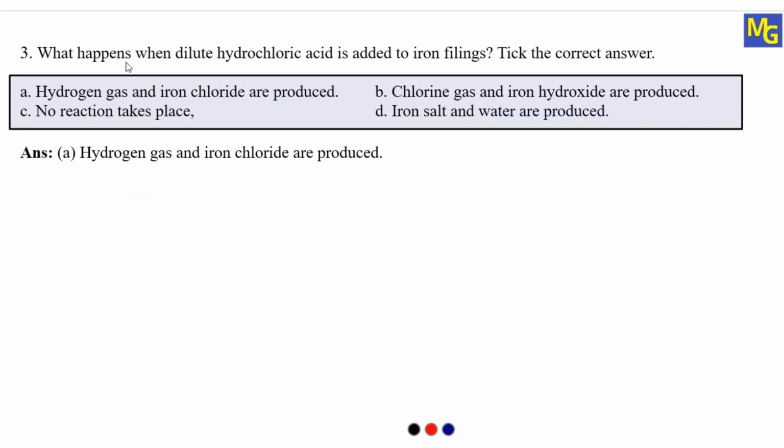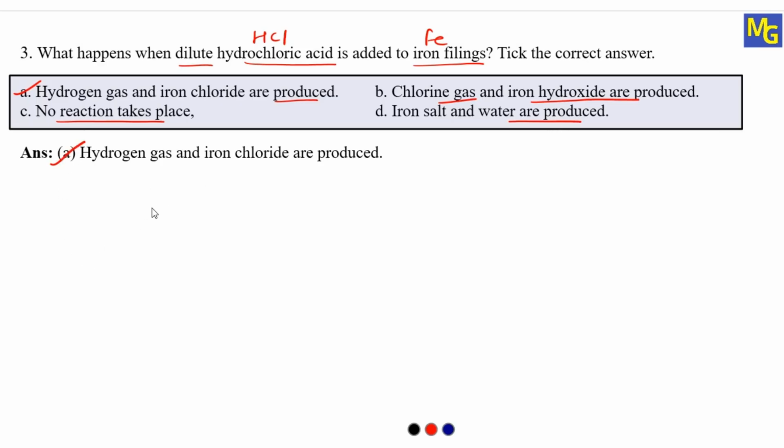Now question number 3: what happens when dilute hydrochloric acid is added to iron filings? Tick the correct answer. So whenever we mix dilute hydrochloric acid with iron filings, what is going to form? What will happen? We have to tick the correct answer. Options are: A, hydrogen gas and iron chloride are produced. Option B, chlorine gas and iron hydroxide are produced. Option C, no reaction takes place. And option D, iron, salt and water are produced. So here the correct answer is option A.